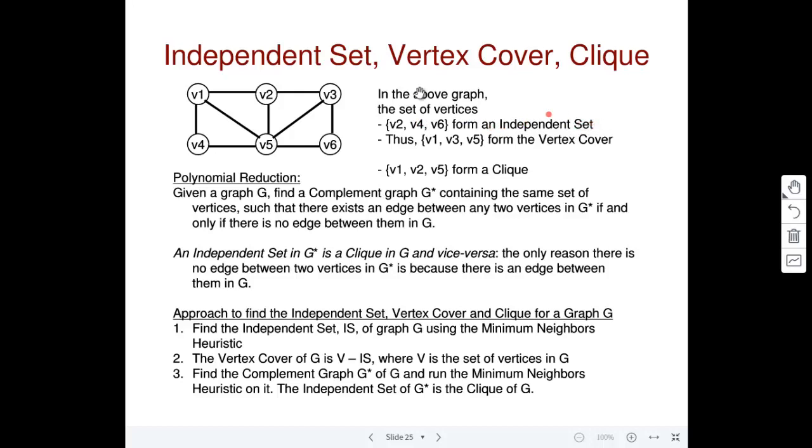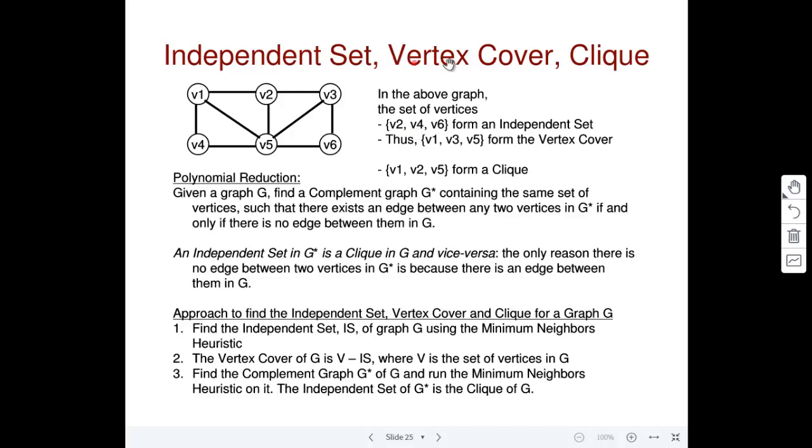Okay. Now again, it could have a lot of applications. So if you have a social network of people, what is the largest grouping of people such that no two people in that grouping know each other? That's a good practical problem for finding a maximal independent set.